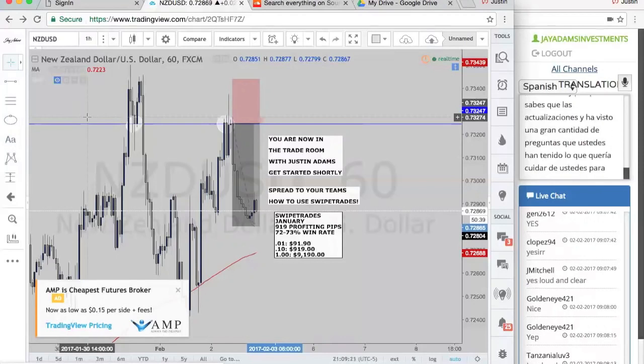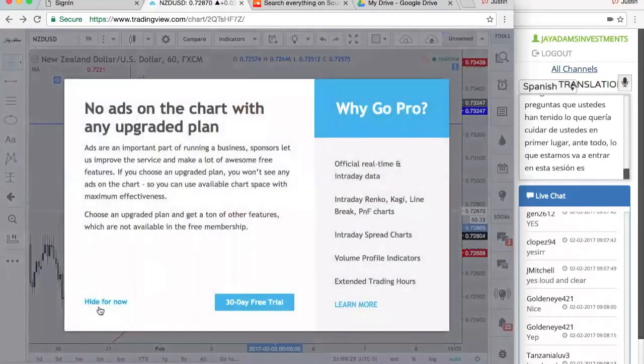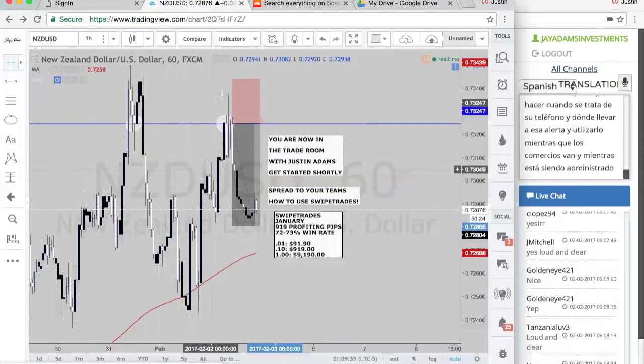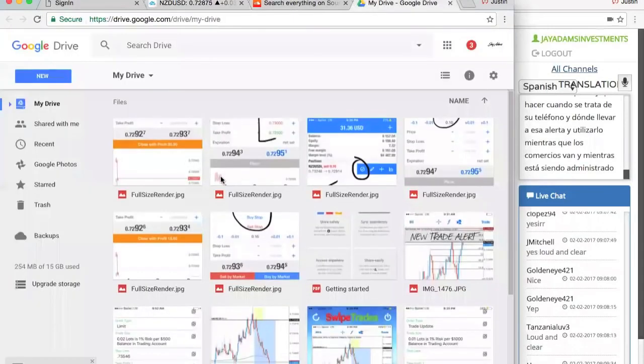But first and foremost, what we're going to get into on this session is really what to do when that alert comes on your phone and where to take that alert and utilize it while the trades are going and while it's being managed. So really quick, I have a Google Drive here, and we're going to get into it.